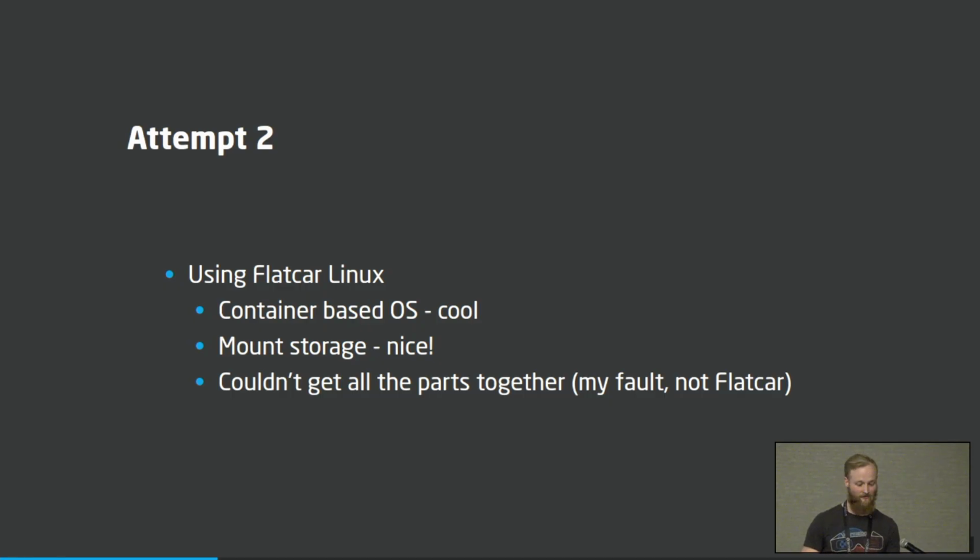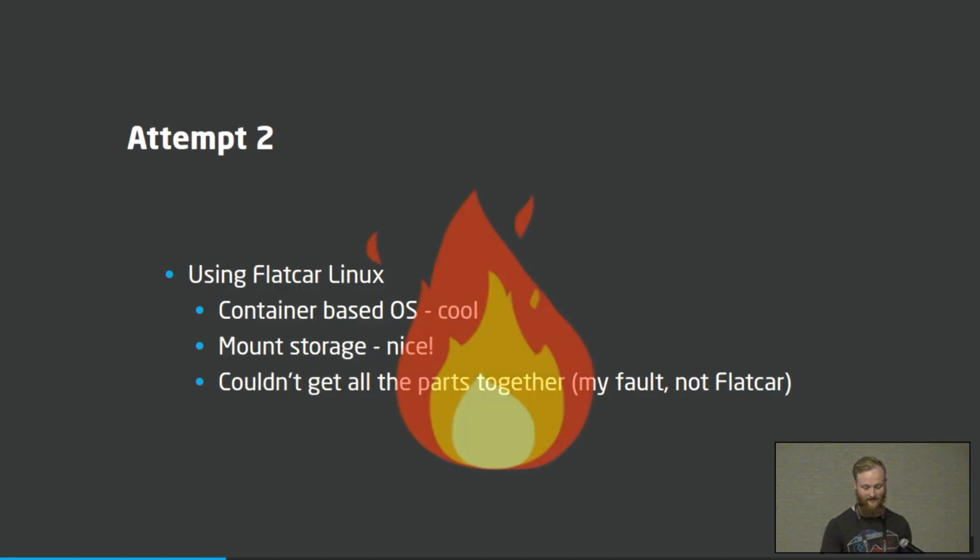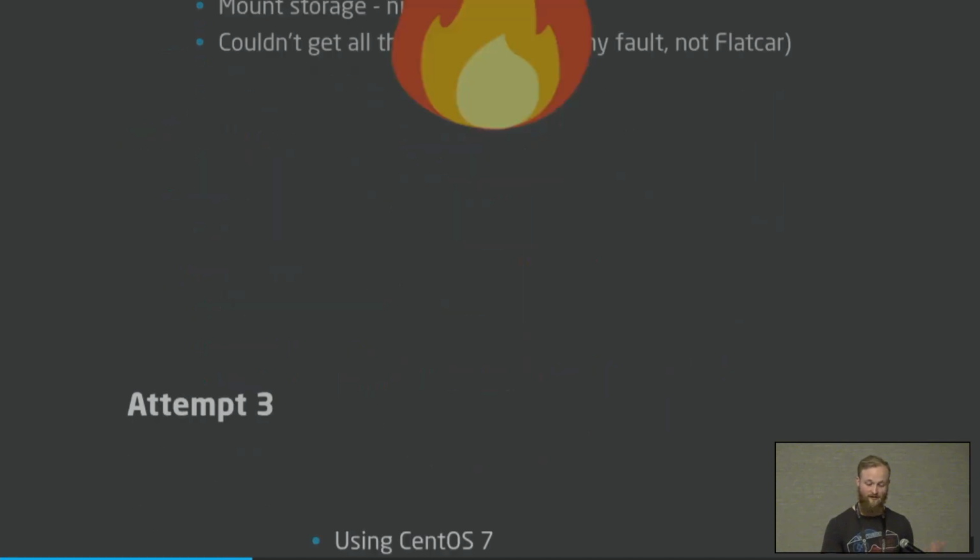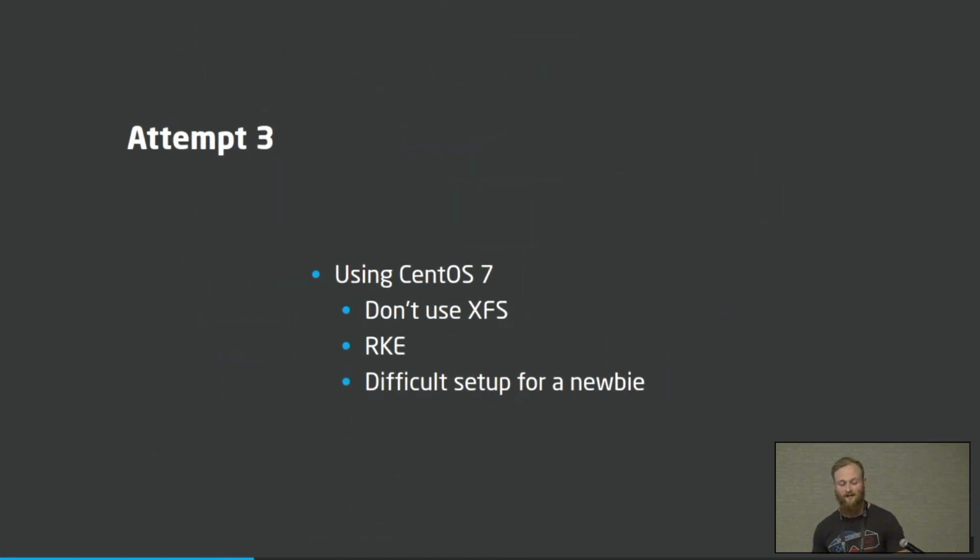Flatcar at least allowed you to modify the base OS to be able to mount paths, right? Because that was one thing that I was running into. But I couldn't get all the parts together. That was definitely a personal issue. There's basically the learning curve of learning a container-based OS and trying to figure out what I wanted to do from the world I'm used to, trying to shoehorn it. And then also Kubernetes is just too steep. So I was like, all right, that also went up in flames. Let's go on to number 3.